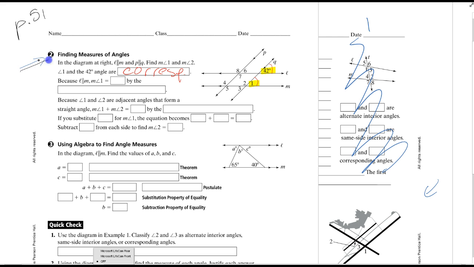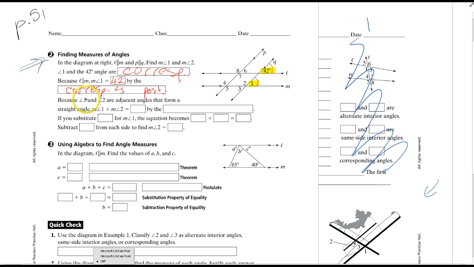So, you might have gotten from the end of the last clip that the measures of these angles, 42 and angle 1, are corresponding. And so, angle 1 has to measure 42 degrees, because of the corresponding angles postulate.